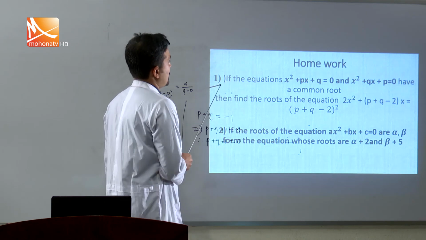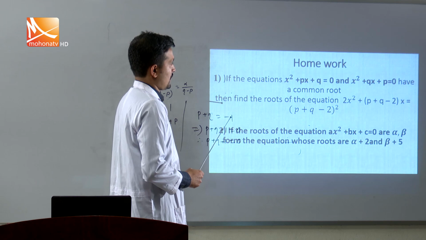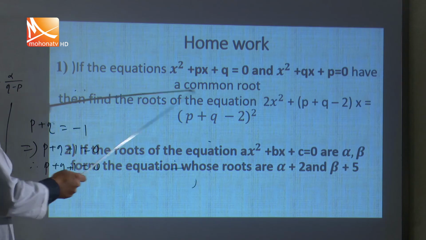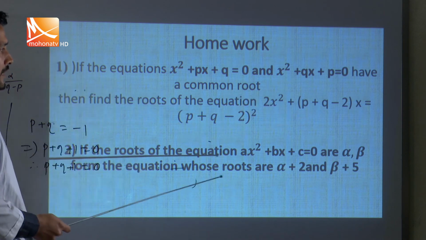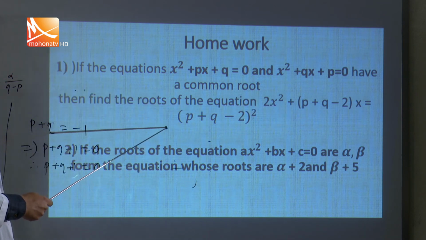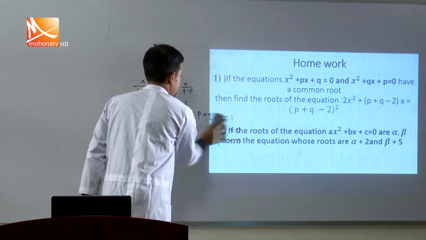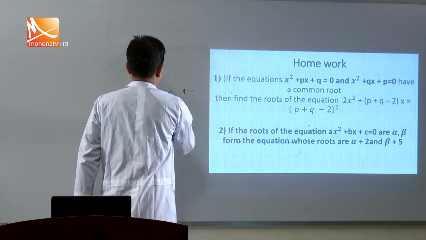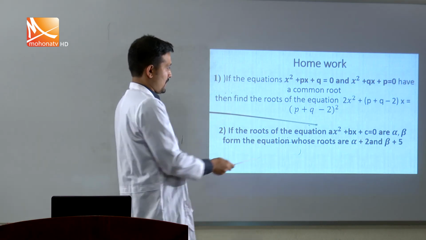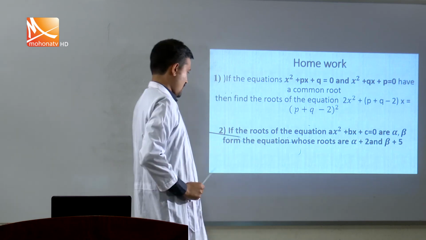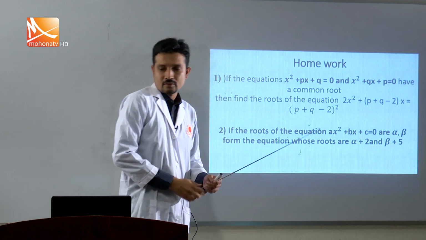Homework. If the equations x square plus px plus q equals 0 and x square plus qx plus p equals 0 have a common root, then find the roots of the equation 2x square plus (p plus q minus 2) into x equals (p plus q minus 2) whole square. And second, if the roots of the equation x square plus bx plus c equals 0 are alpha and beta, form the equation whose roots are alpha plus 2 and beta plus 2. Thanks to all.